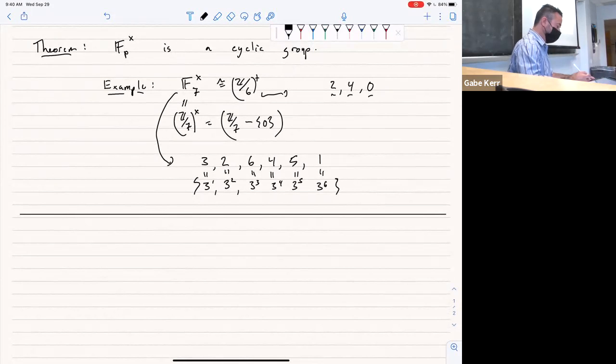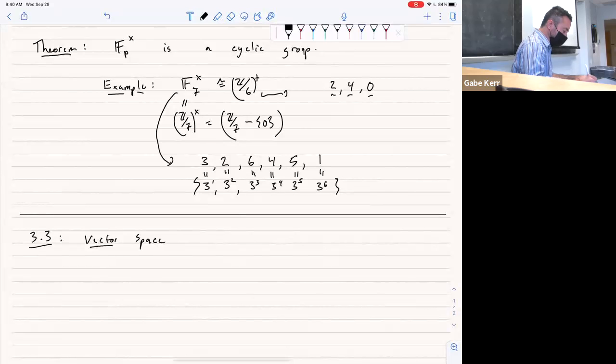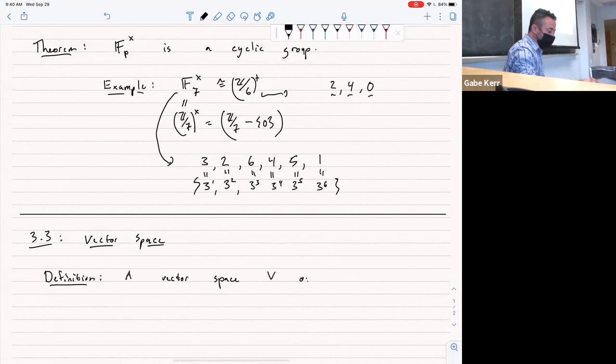Okay, next section, 3.3. Main players, vector spaces. What is a vector space? Okay. Definition. So a vector space V over a field F. Now we're really kind of moving out from the case of just the real numbers or the complex numbers. Over a field F, a set with two operations.